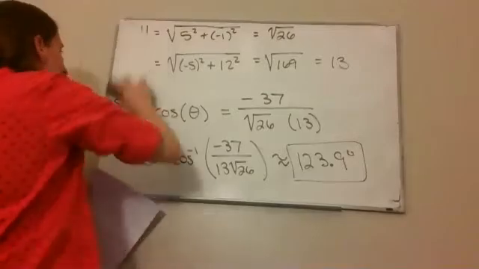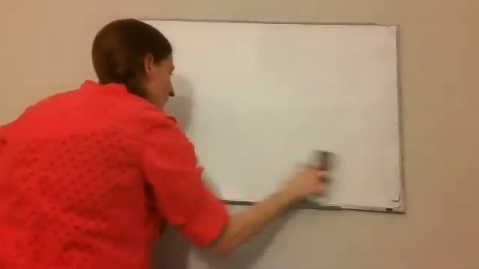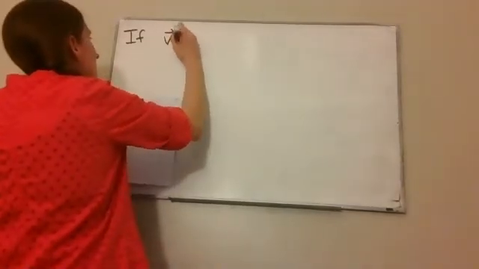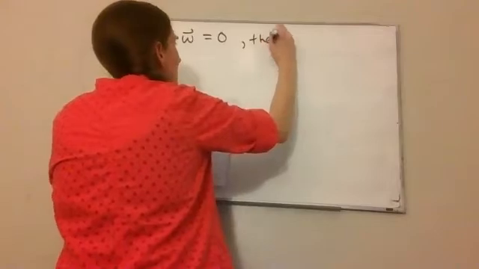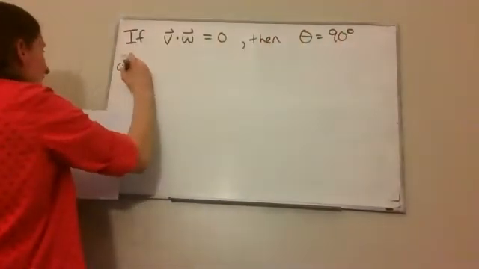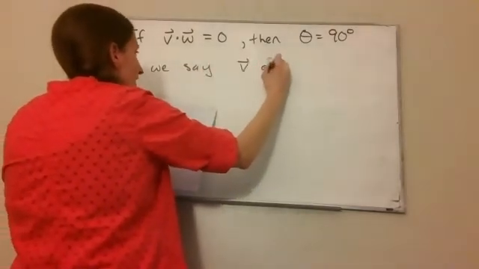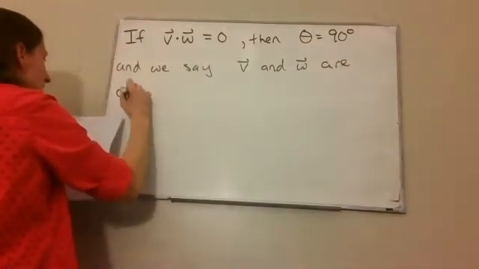So, if the dot product of our two vectors is equal to 0, then the angle between them equals 90 degrees. And we say the vectors are orthogonal. So if v dot w equals 0, then theta is 90 degrees. And we say that v and w are orthogonal.